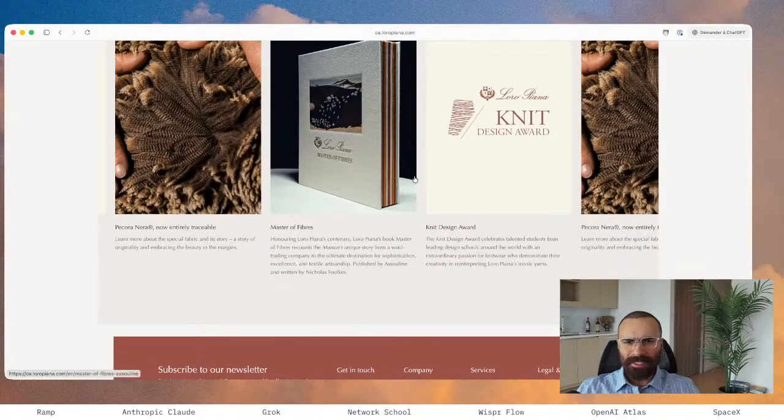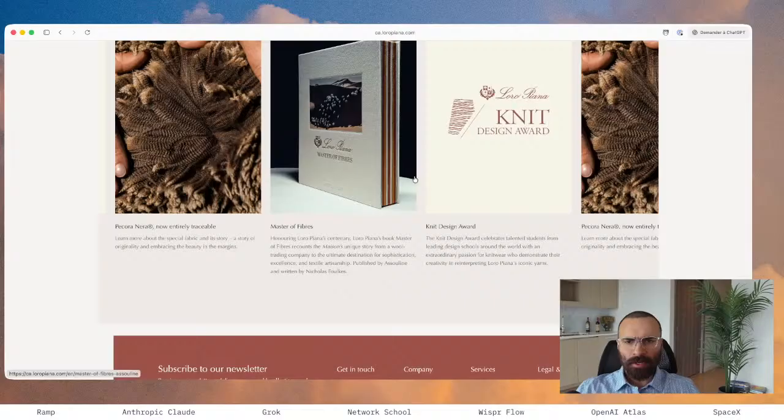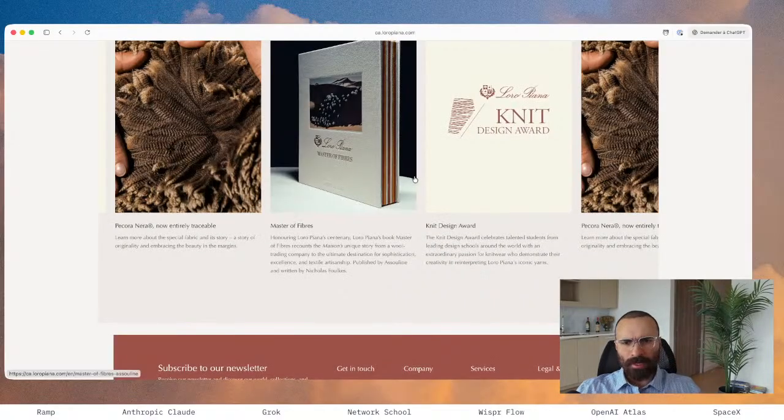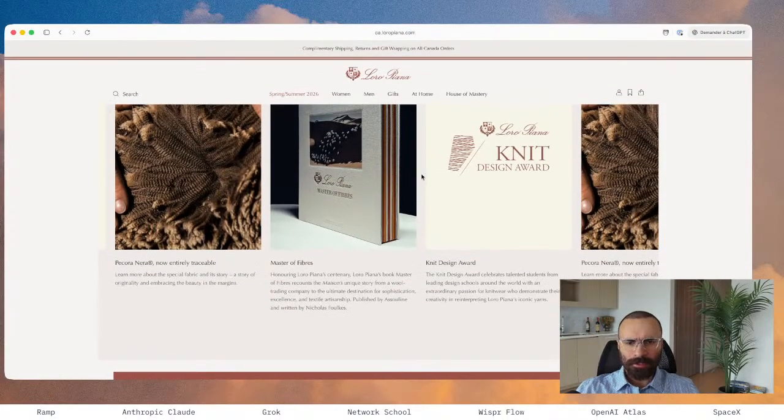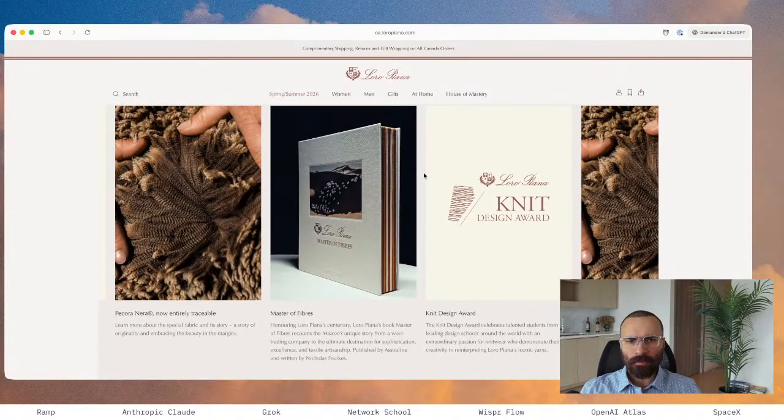Honoring Loro Piana's centenary, Loro Piana's book Master Fibers recounts the Maison's unique story from a wool trading company to the ultimate destination for sophistication, excellence, and textile artisanship. Published by Astrolene and written by Nicholas Fawkes.